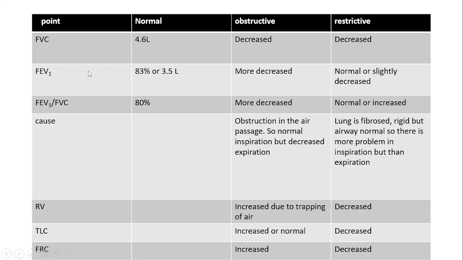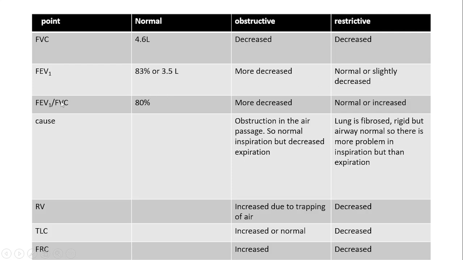This forced expiratory volume in first second is more decreased in obstructive lung disease in comparison to restrictive lung disease, because expiration is mainly dependent on the diameter of the airway. So as the obstructive airway disease has got problem in their airways, there will be more decrease in the forced expiratory volume in first second. And in the case of restrictive lung disease, the abnormality is in the lungs, not in the airways. So the expiration will not be affected so much like the obstructive lung disease. So the FEV1 may remain normal or slightly decreased.